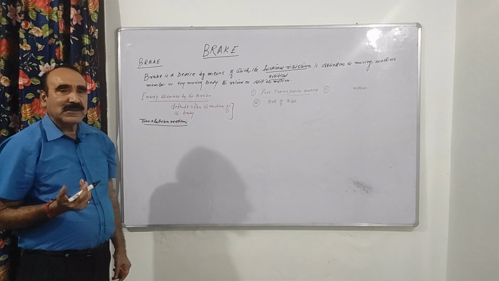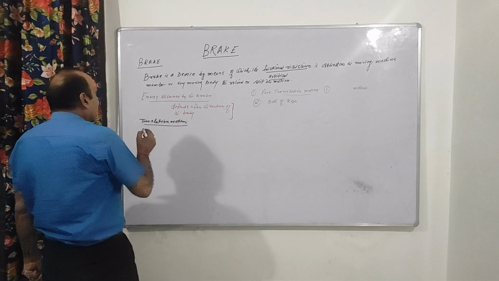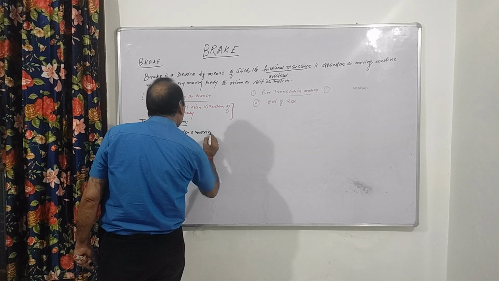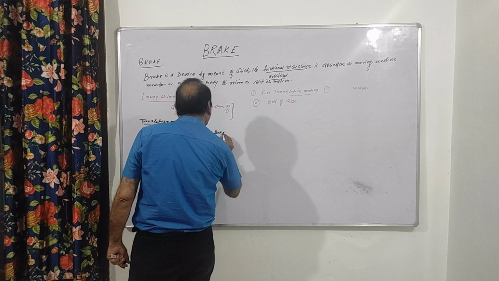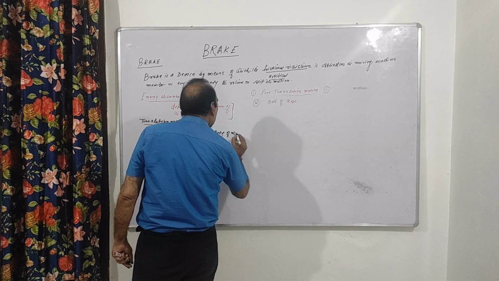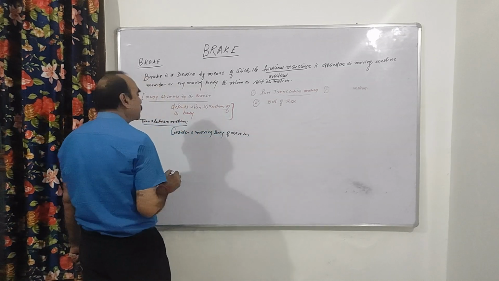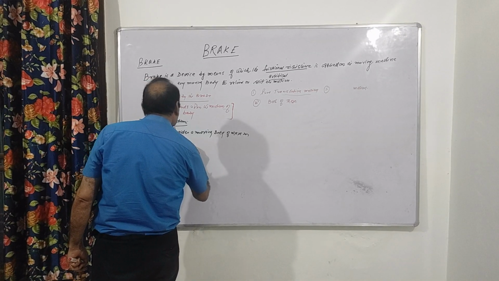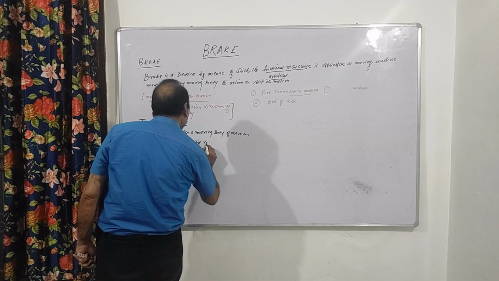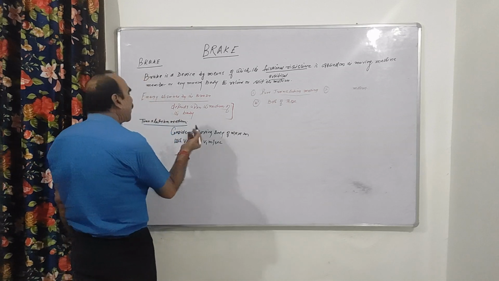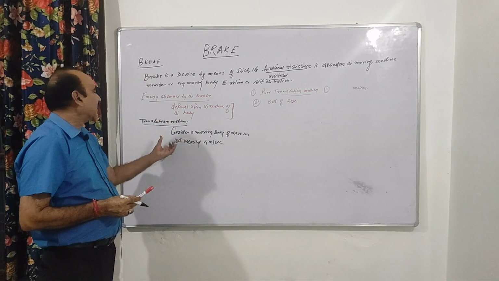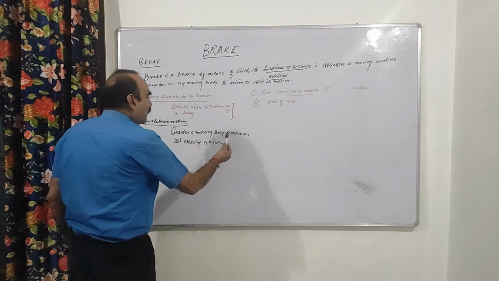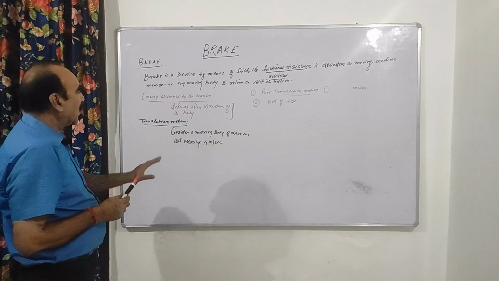Translation motion. Consider a body. Suppose you consider a moving body of mass m with velocity v1 meter per second. So consider a body which is moving with a velocity v1 meter per second, and the mass of the body is m, and it is moving with this velocity. Now you will apply the brake.